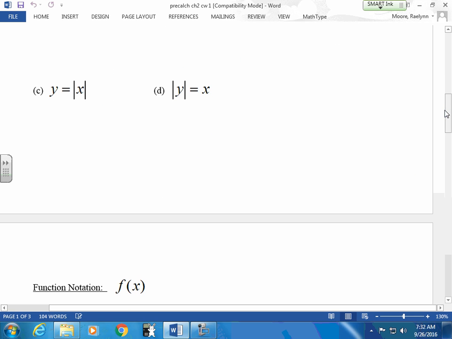All right, let's take a look at a couple more things. What's this going to give me when I graph this? A V. Good. This is your absolute value. It gives me a V. Good.